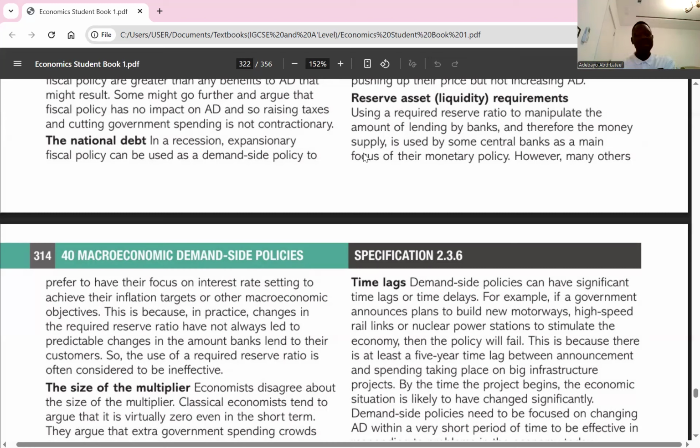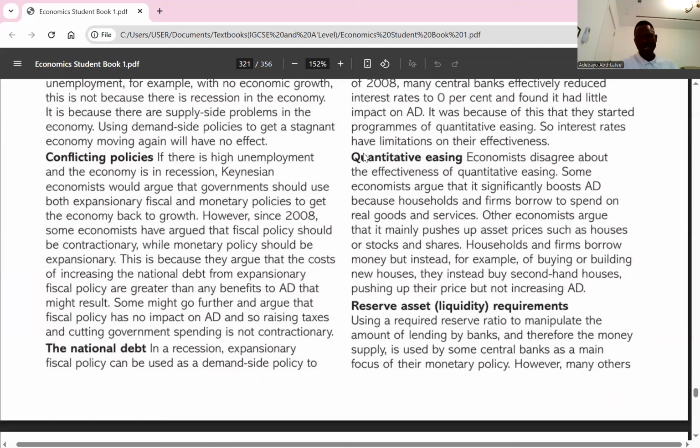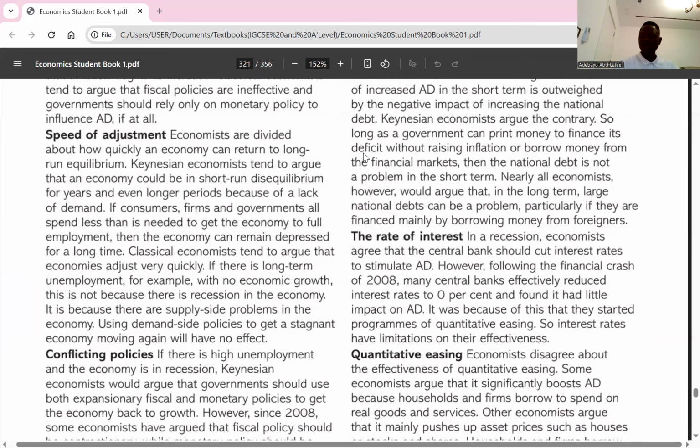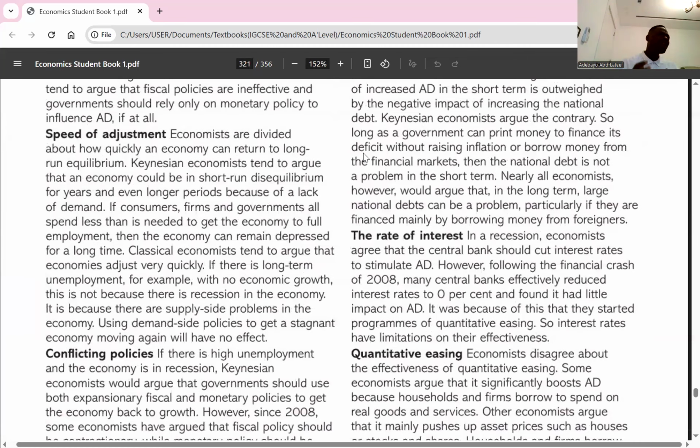This has a negative impact. For Keynesians, they argued that as long as government can print money to finance its deficit without raising inflation or borrow money from the financial market, then the national debt is not a problem in the short run. So for the national debt, classical economists believe that if government continues to use fiscal policy, yes, aggregate demand will rise, but national debt will continue to rise over time.